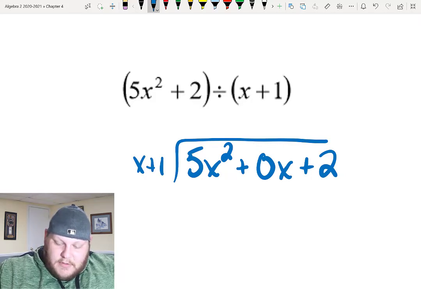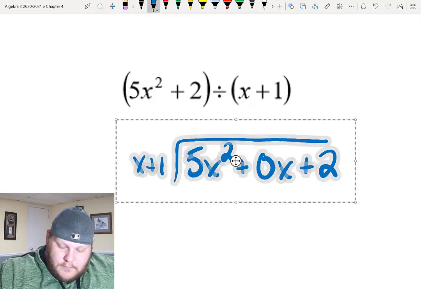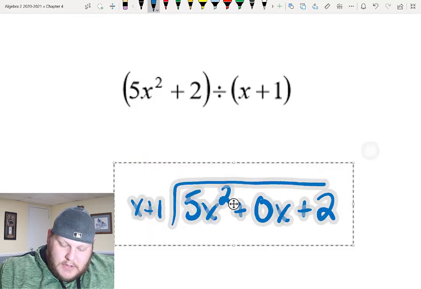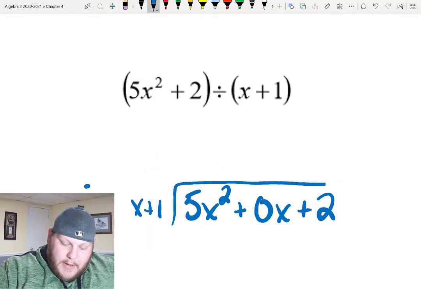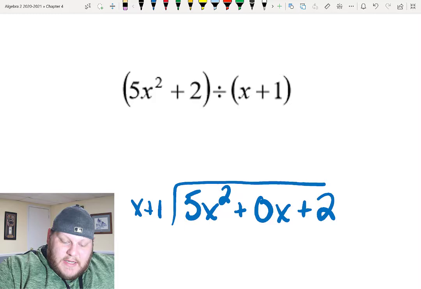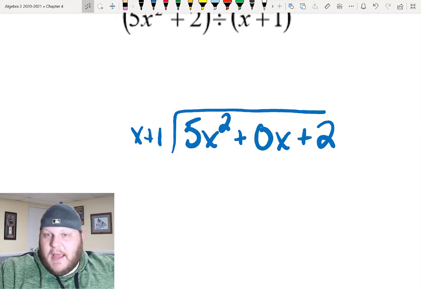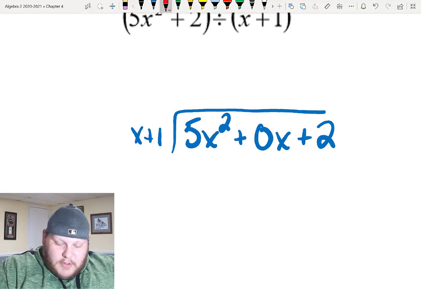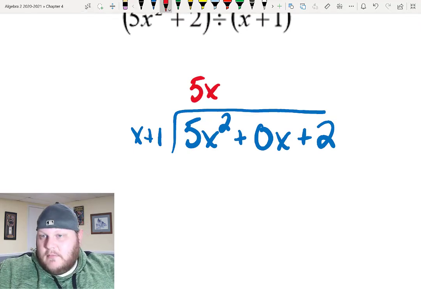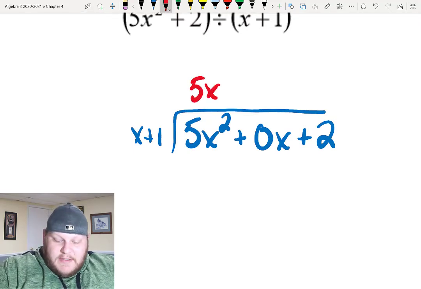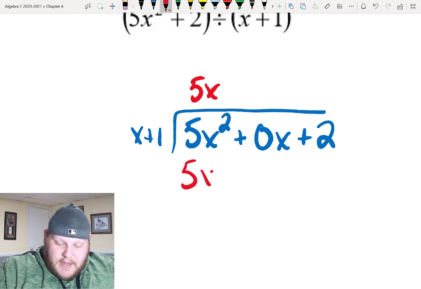I'm going to scoot this down just a little bit. Give myself some more room. All right. So again, I'm focusing on first term with first term. What do I have to multiply x by to get it to be 5x squared, which is 5x. If I did that, 5x times x gives me my 5x squared. 5x times 1 gives me 5x.